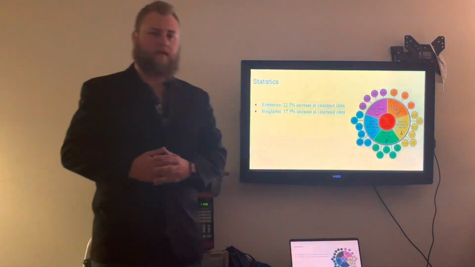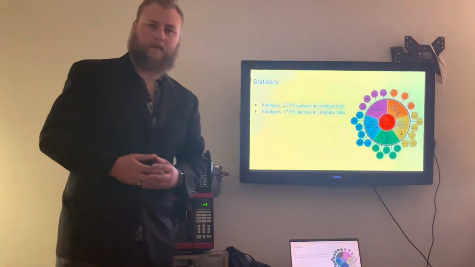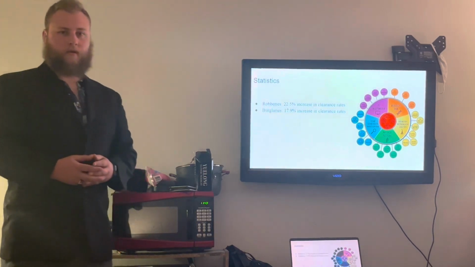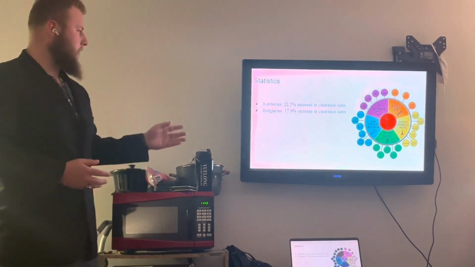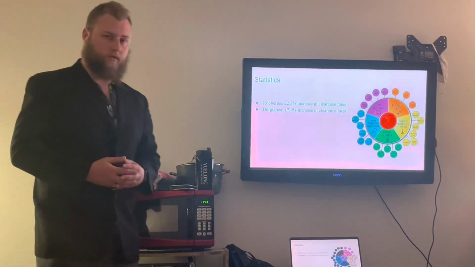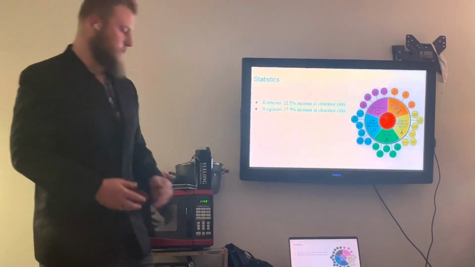And here are a couple of statistics when it comes to finding out just how important forensics is. So one, there's a 22.5% increase in clearance when it comes to robberies, and there's actually a 17.9% increase when it comes to burglaries compared to when not used with forensics.